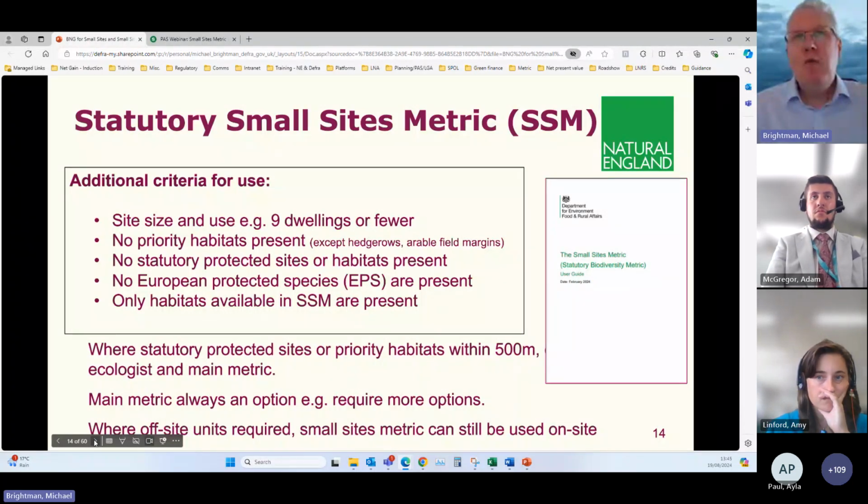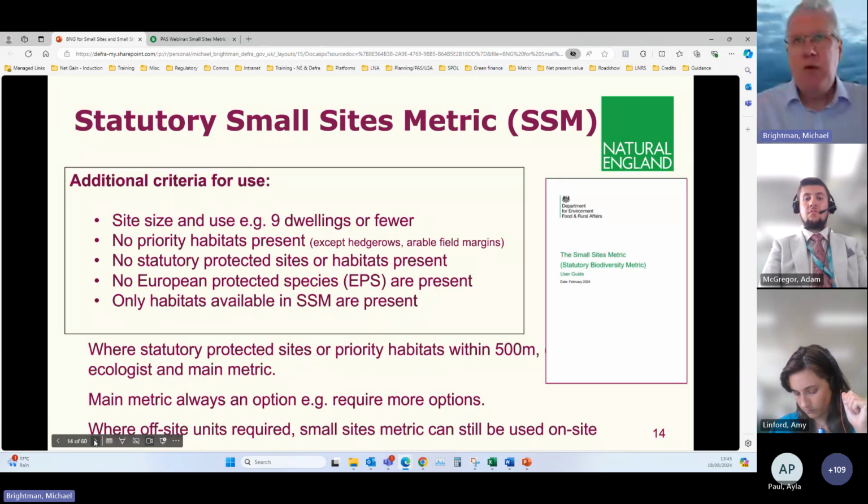In addition to that, where a site is within 500 meters of protected sites or priority habitats, the advice is that an ecologist and the main metric should also be used. Indeed, if a small site meets the requirements for use of the small sites metric, the main metric is always an option. And one last point on the small sites metric, where it's required for off-site units, then the provider of the off-site units must use the main metric.